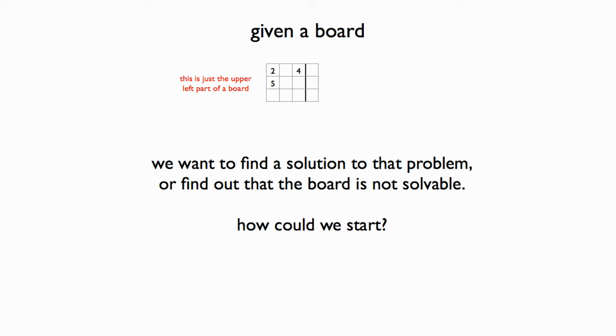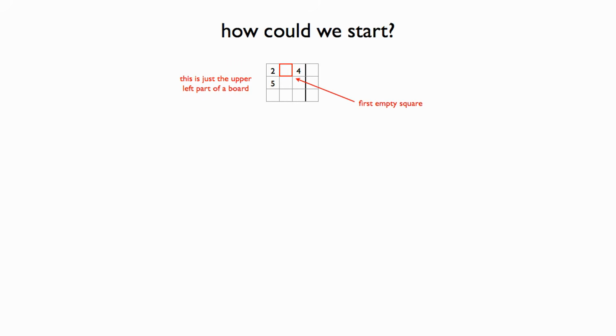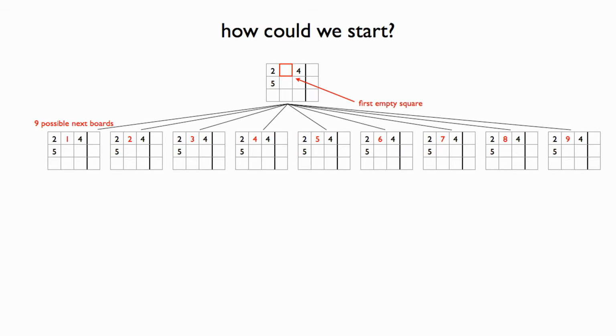Well, the idea behind brute force search is, here's the first empty square. That's the first place where there's not a number. What if I take that square and I fill it in with all possible values? That gives me 9 possible next boards, because I basically fill the empty square with 1, 2, 3, 4, 5, 6, 7, 8, 9.